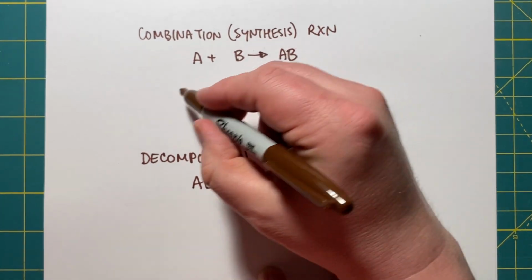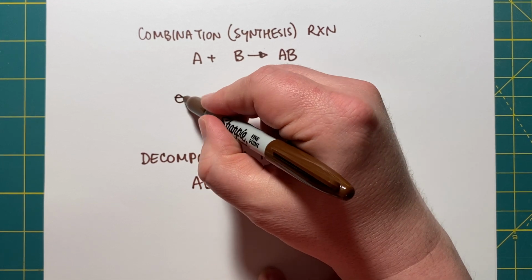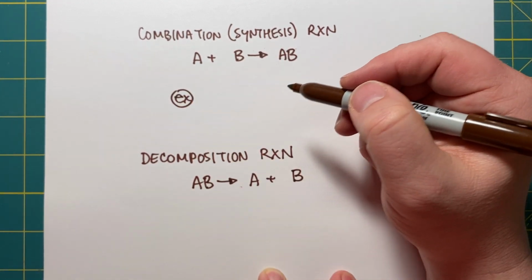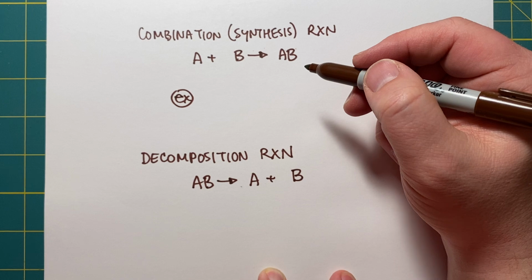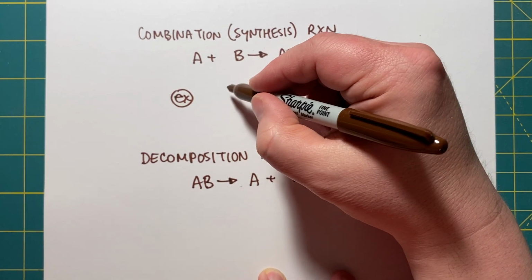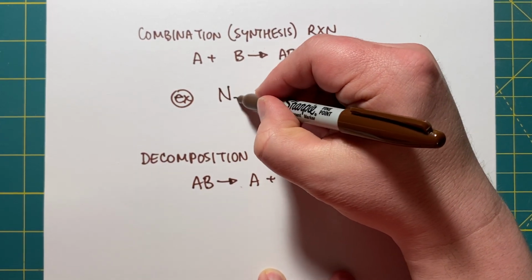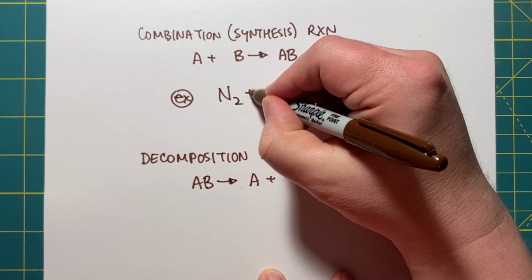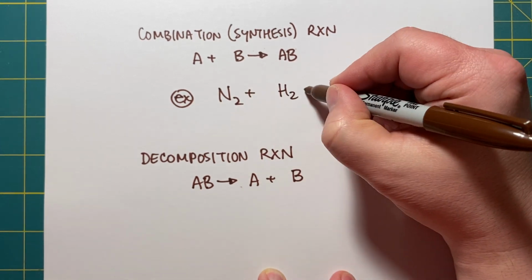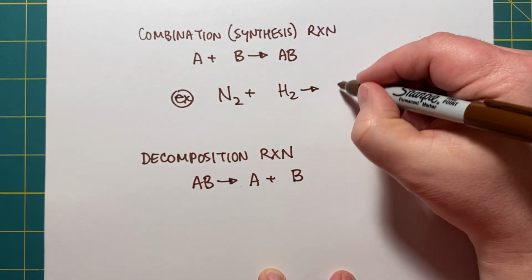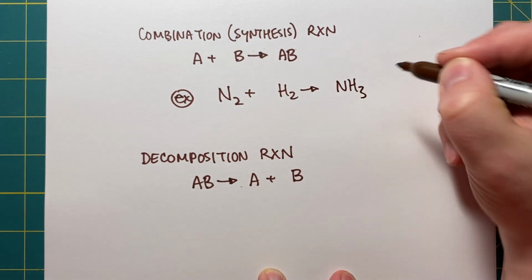One example of a combination reaction, a really common example, would be the formation of ammonia. And so in that case, we have nitrogen combining with hydrogen to form ammonia.